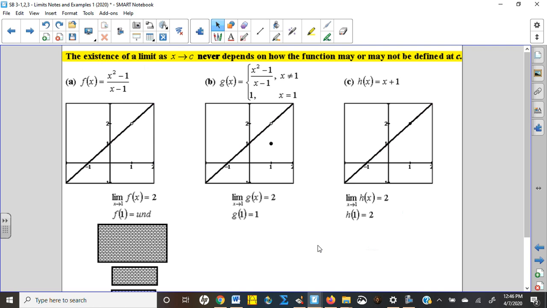So here's three really similar looking problems. They all look like the same line until you look at them closer. This first line is actually a rational function, which means we have a problem at 1, right?